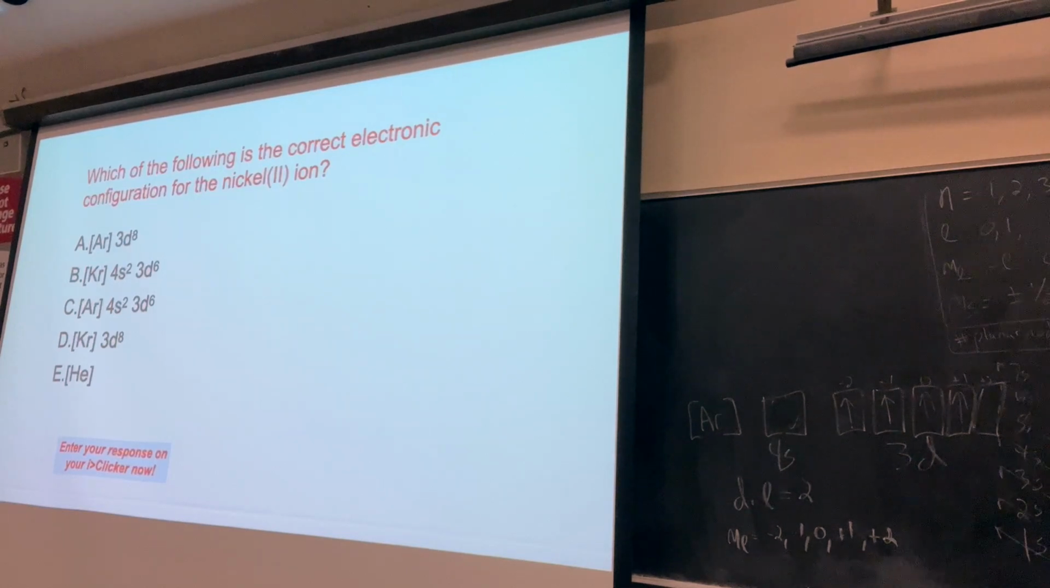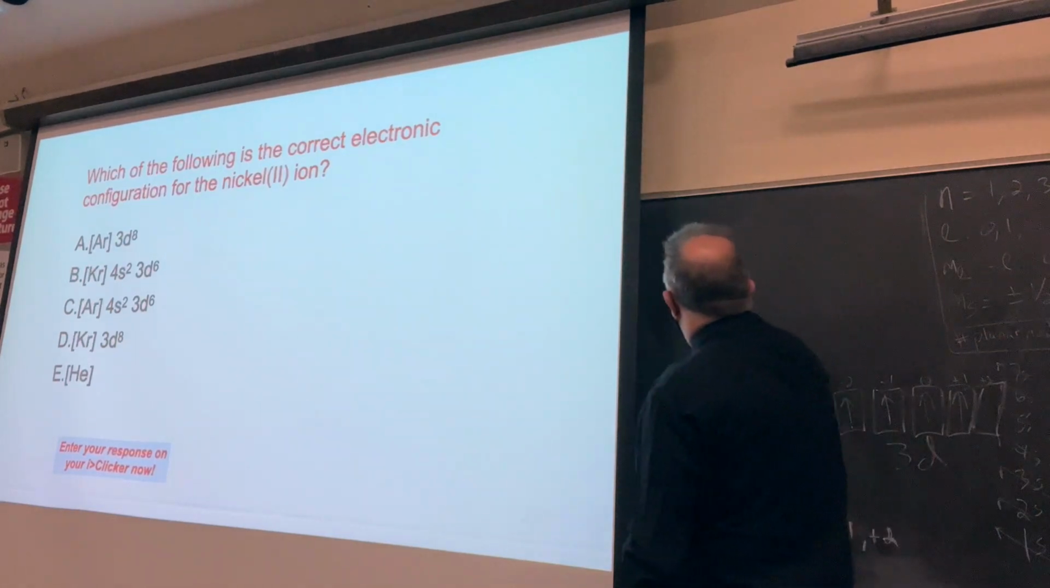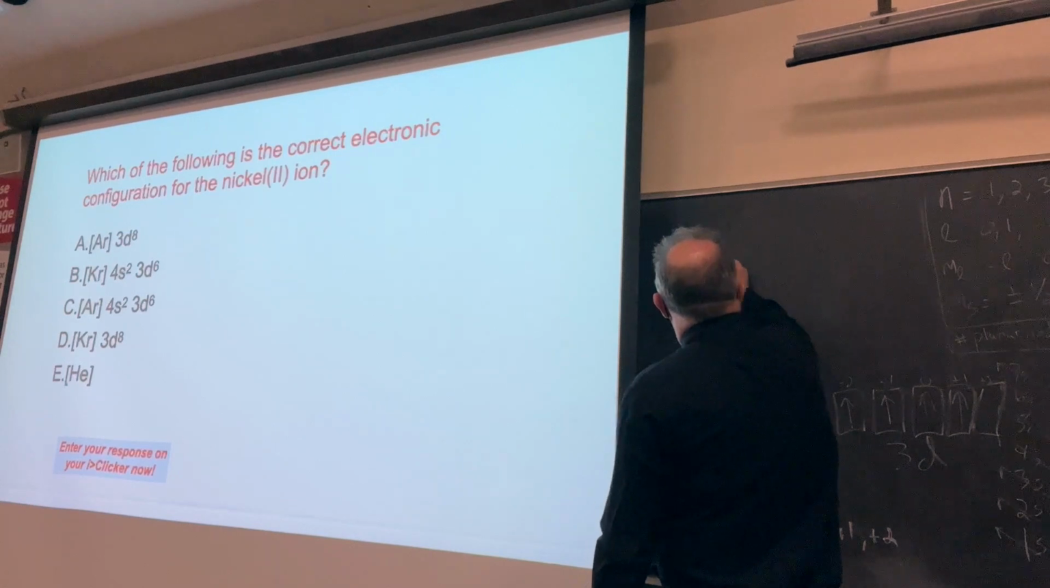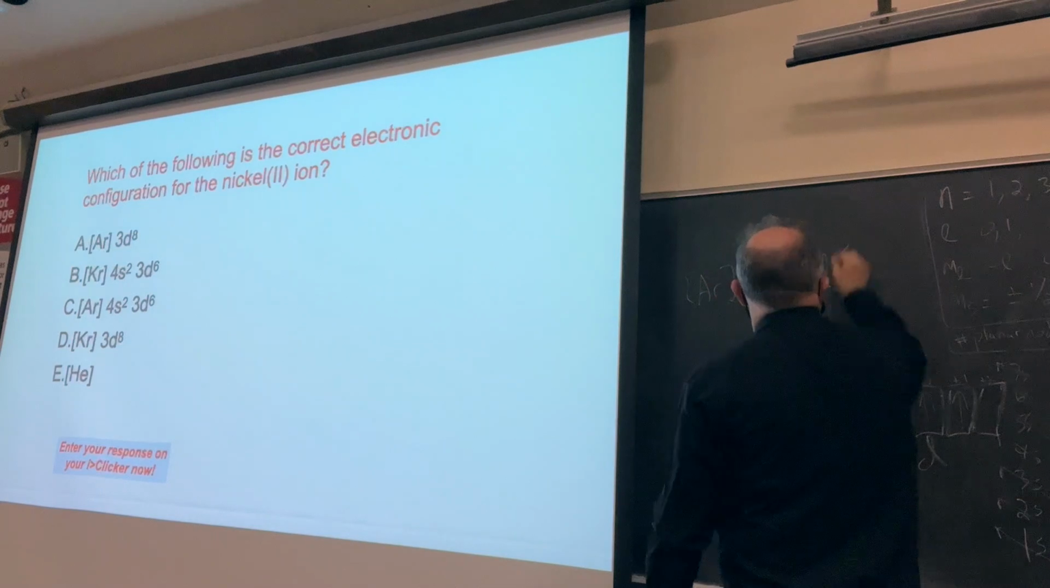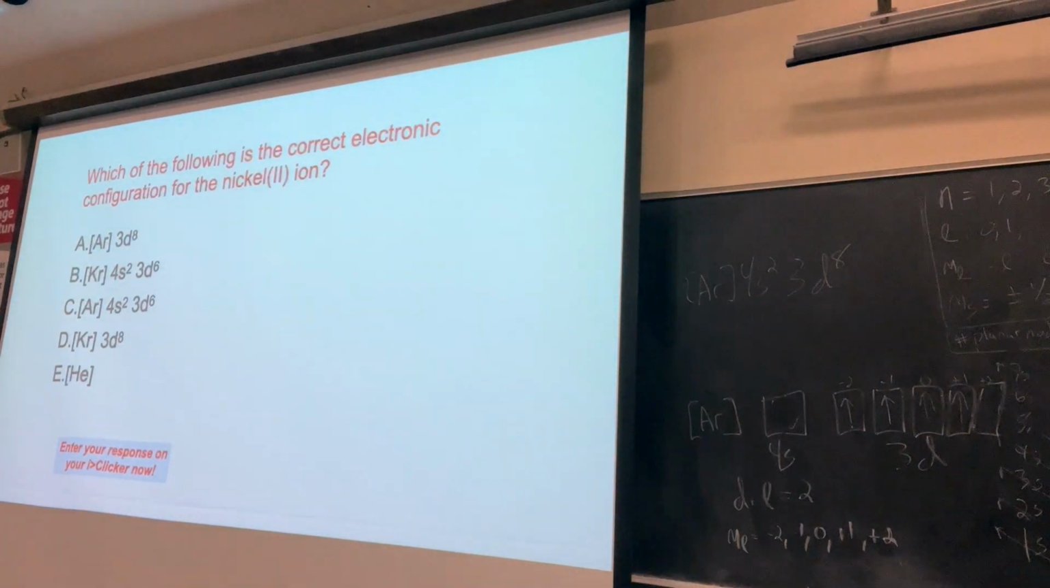Now, when you do the configuration for neutral nickel, it would be argon 4s2 3d8. Again, neutral nickel, start with argon, 4s2 gets you to calcium, and then nickel right there: 1 for scandium, 2 for titanium, 3, 4, 5, 6, 7, 8. So neutral nickel would have a 3d8.